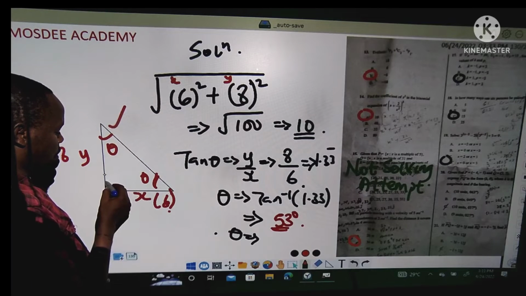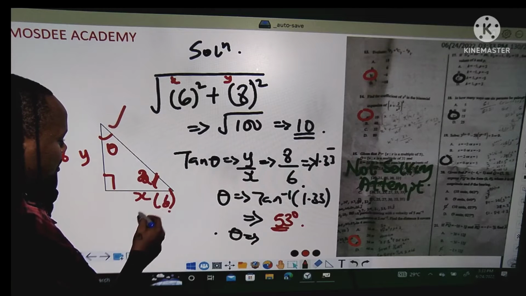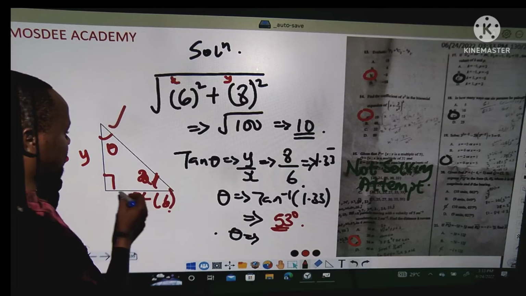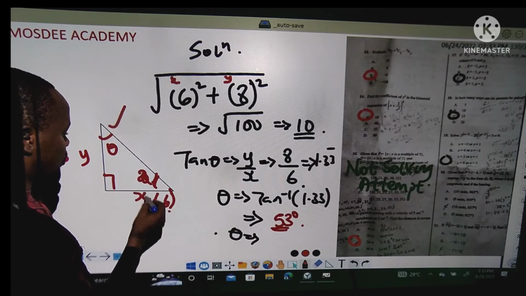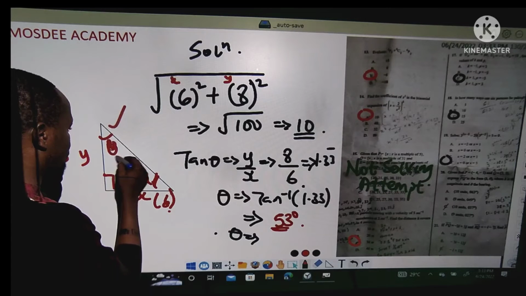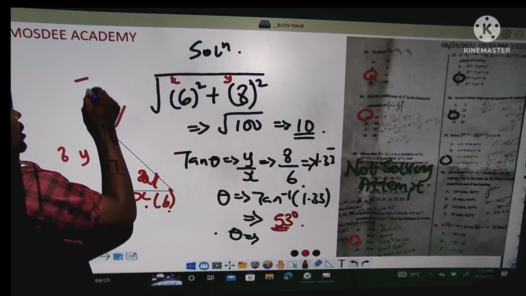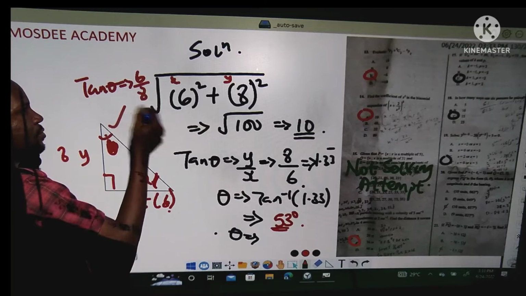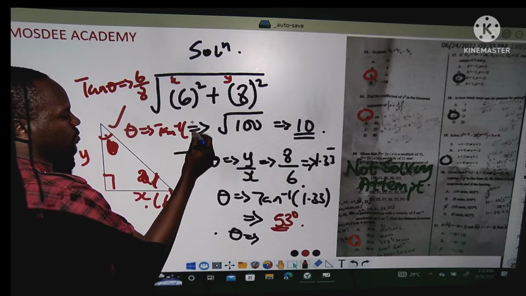If I take this one as alpha, so tan alpha is 8 over 6. But I'm looking for theta now. So if this one is 53, this place will be 37. Another way of taking it, if I take this, which is the angle I'm looking for, the opposite should be 6, which you can quickly do again. Tan theta is equal to 6 over 8. No time to be doing this. So theta is arctan 6 over 8.